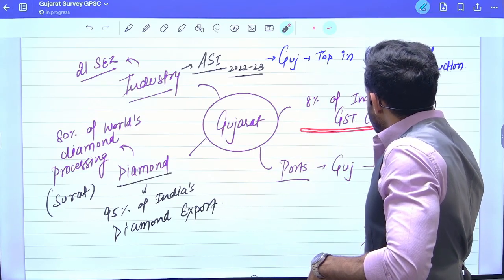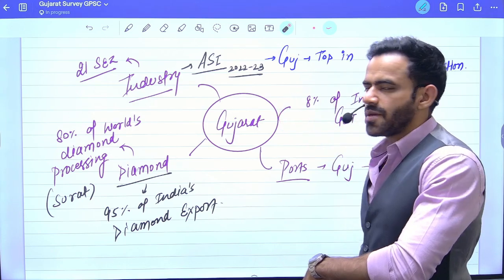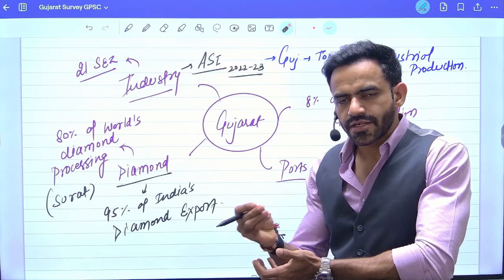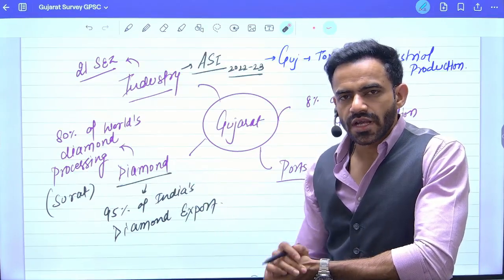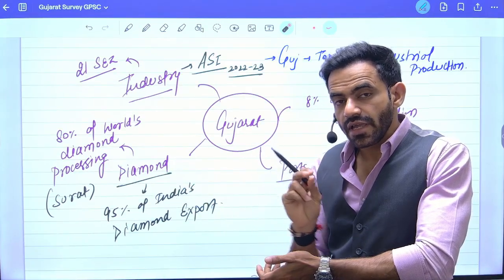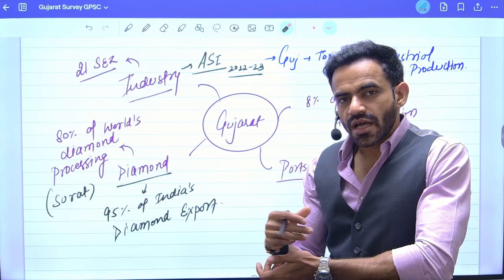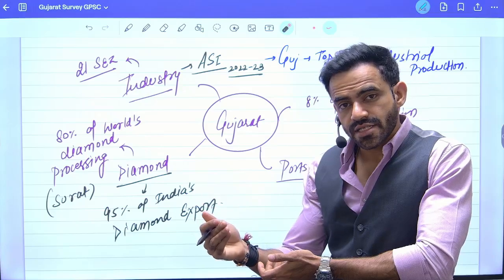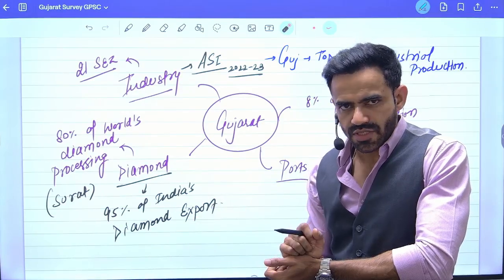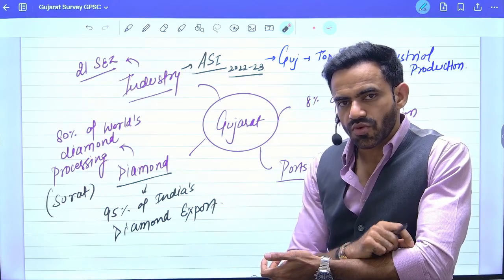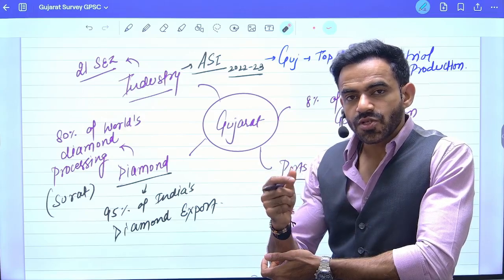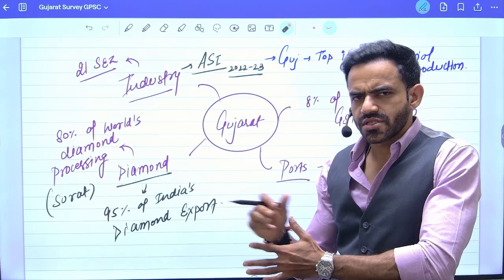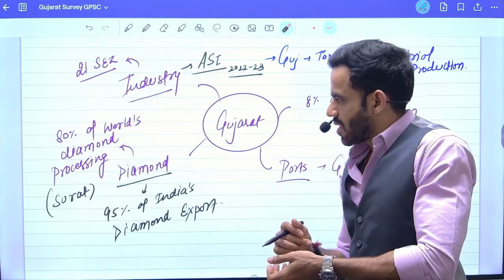Now, in terms of GST, Gujarat contributes roughly 8% of India's GST collection. That means if India as a country collected 100 rupees as GST, 8 rupees were collected from Gujarat. Similarly, an easy way to remember: how much was the contribution of Gujarat in national GDP? Roughly 8%. Similarly, GST contribution is also roughly 8%. How much was the contribution in export? Roughly 30%. How much was the contribution in FDI? Roughly 16%. So this is how you can interconnect data.